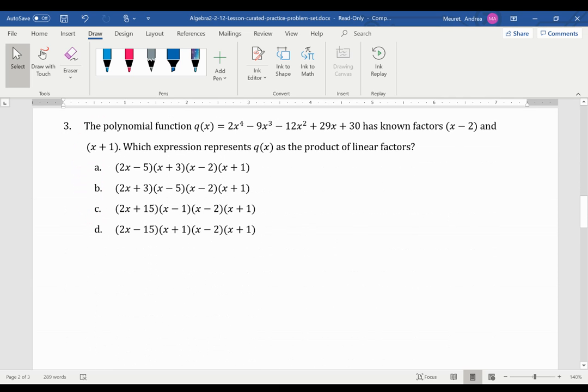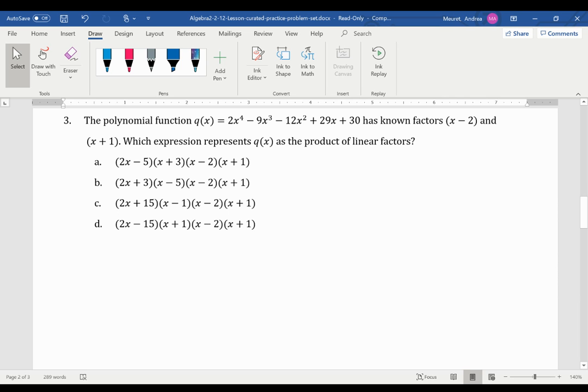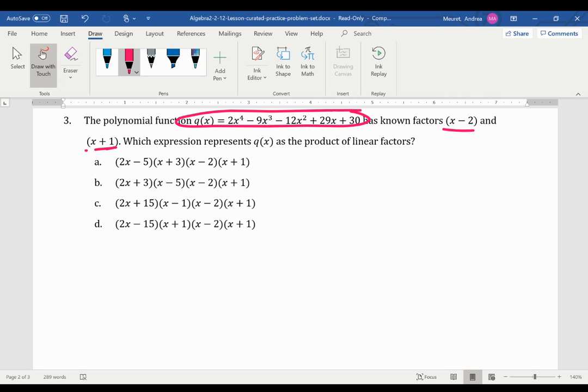Number 3 is a pretty long problem because we have to do a couple of things. So it tells us two known factors are x minus 2 and x plus 1. And then we want to know which of these functions, all the way in factored form, will represent this polynomial here. And so we're going to actually have to divide out those factors, each of them, and then factor what's left. Okay, so I'm going to first divide out the x minus 2.